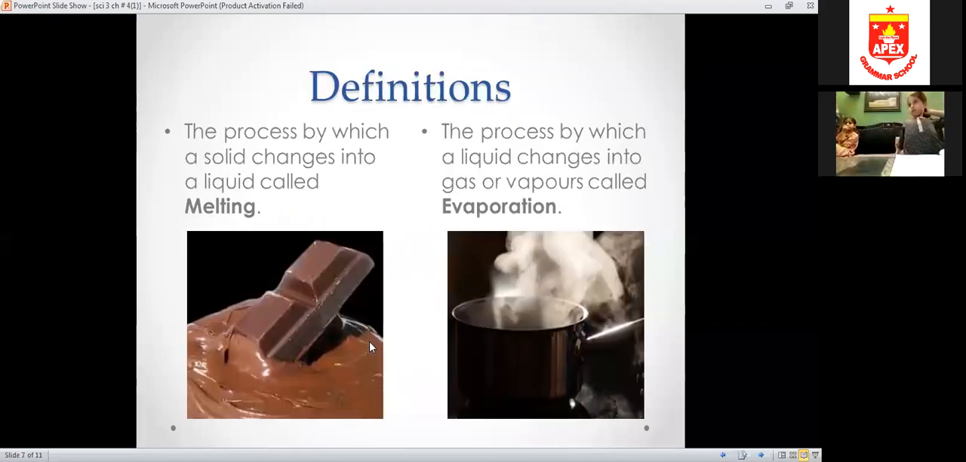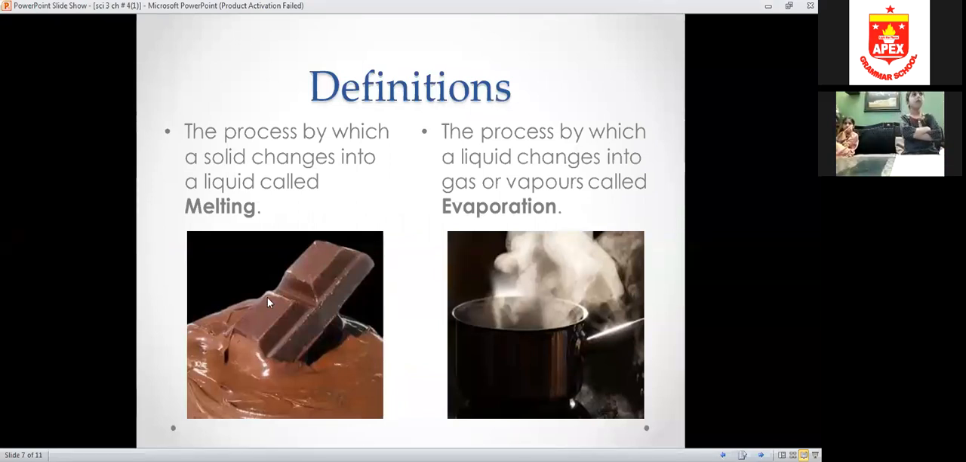So moving forward to the next, definitions. These are the proper definitions. You are going to learn them, and after that you are going to note them down in your copies as well. So first is a definition. You have learned about the states: what is a solid, what is a liquid, what is a gas.